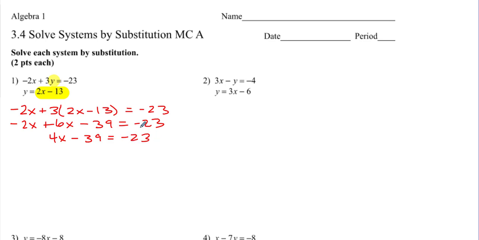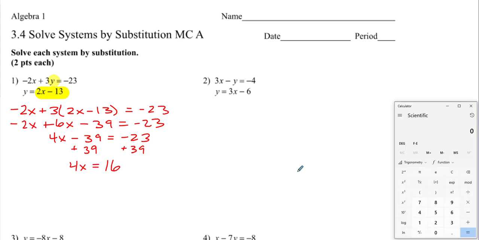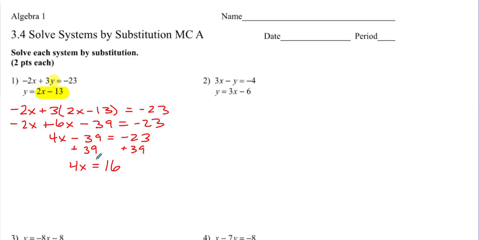Then I'm going to add 39 to both sides, plus 39, plus 39. This becomes 4x equals, what is that, 16? 39 minus 23, I think 16. Let's double check. My brain hurts. 39 minus 23. Boom. Yeah, see, look at that. Look how good I am. Then we're going to divide both sides by 4.